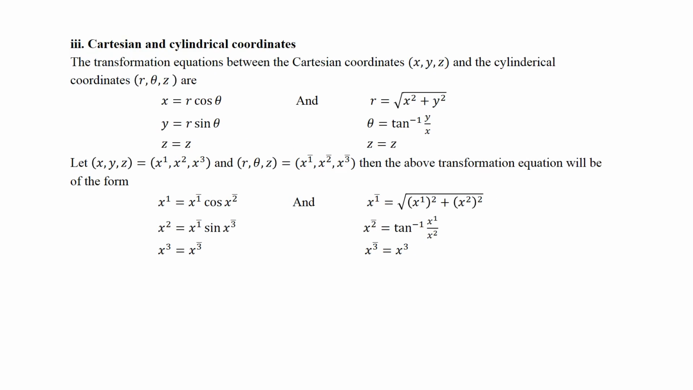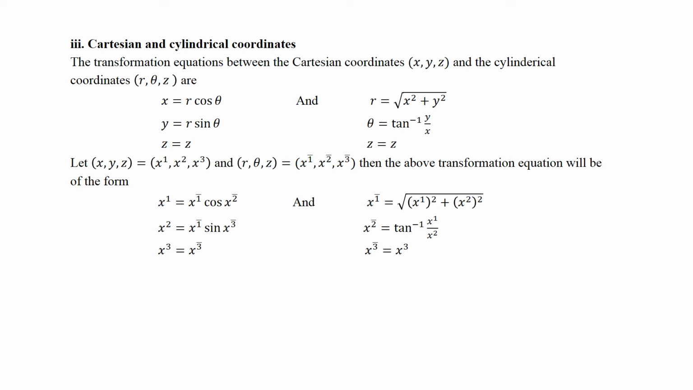Now we change the Cartesian coordinates into cylindrical coordinates. As you know, guys, r, theta, z are the cylindrical coordinates, and when we write them in parametric form, x is equal to r cos theta, y is equal to r sin theta, and z is equal to z.